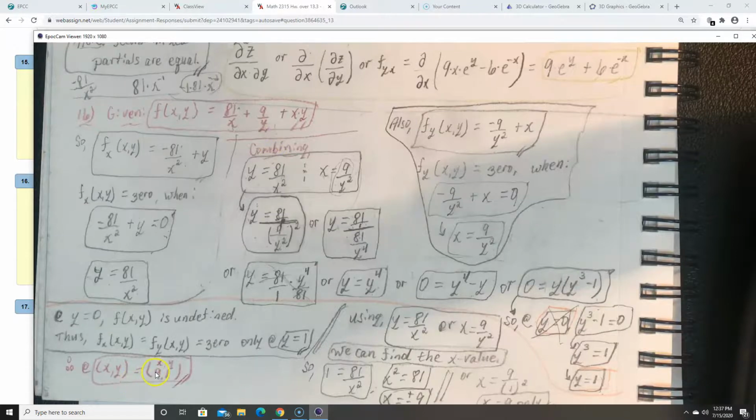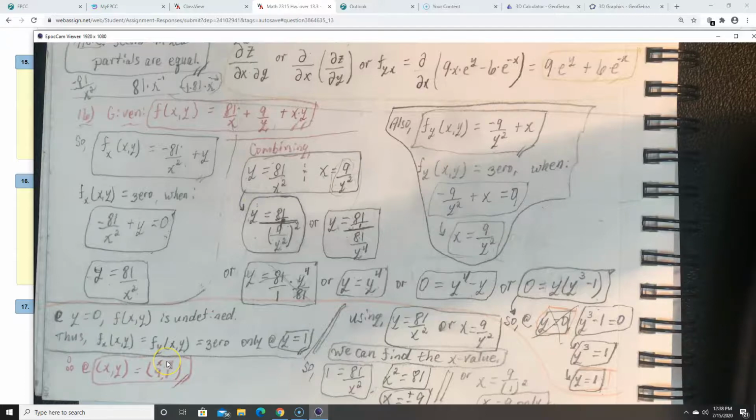And by the way, if we plug this point 9, 1 into both partial derivatives, let's see what happens. Right here you'd put a 9 right there and a 1 right there. 9 squared is 81. Negative 81 divided by 81 is negative 1. Plus y, which is 1. Negative 1 plus 1 is 0. And you do get a partial derivative of 0 at this point, 9, 1.